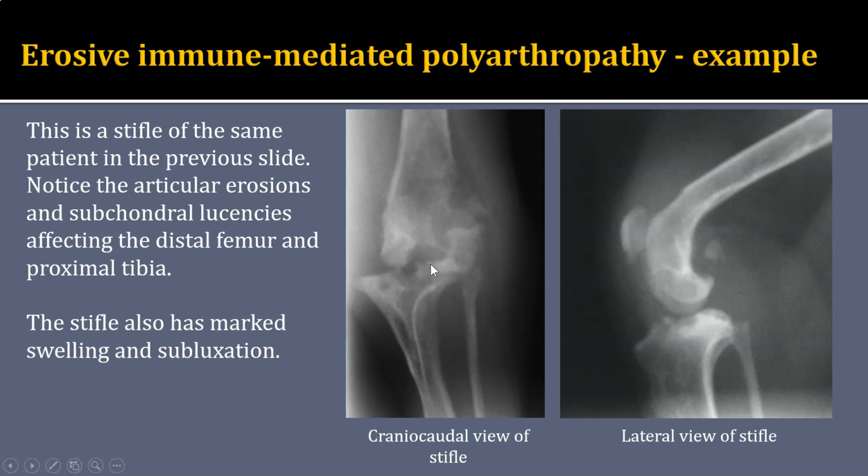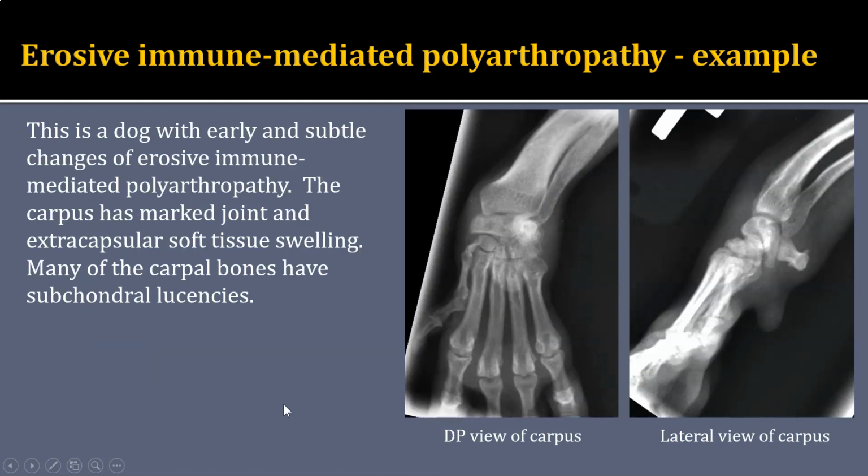joint. Because this patient has multiple joints involved, one of our differentials definitely has to be this erosive immune-mediated polyarthropathy, and this was an appropriate breed that we would think of getting this disease. But again, we're going to have some further workup. This is a different patient that is very early in the process of the erosive immune-mediated polyarthropathy.